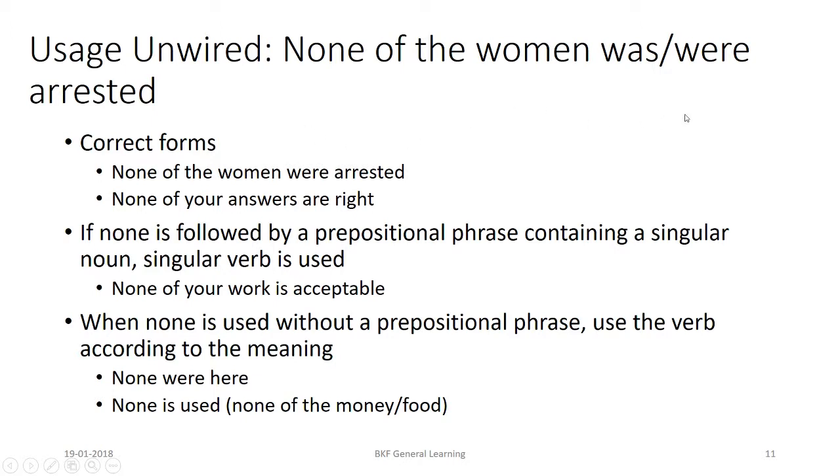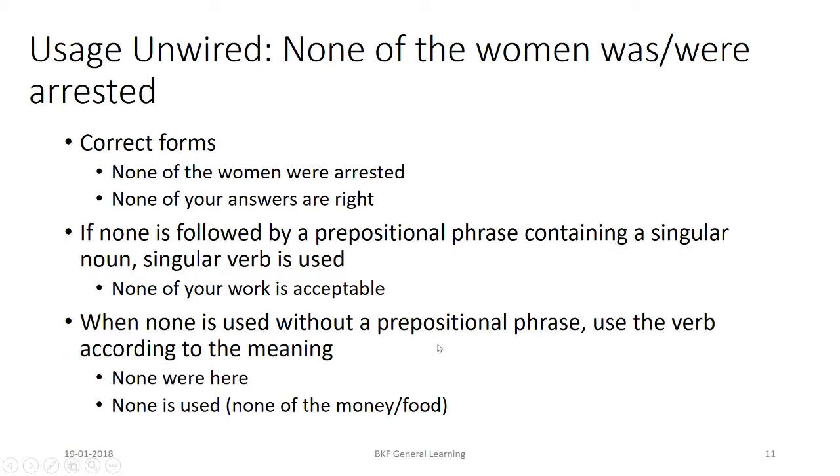Okay, so consider the sentence: none of the women was or none of the women were arrested. The correct forms are: none of the women were arrested and none of your answers are right. So the plural has been used because in this context, the women is plural. Similarly, in this context, your answers is plural. So if none is followed by a prepositional phrase containing a singular noun, a singular verb is used, otherwise a plural verb. So none of your work is acceptable.